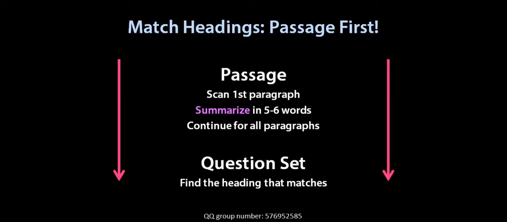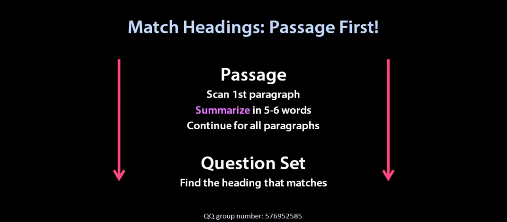It might be 7, it might be 8, it might be 6. It depends on how many examples they give you. But for all of the paragraphs you need an answer for, you're going to write a summary. This might take some time. We're talking, it might take like 10 minutes. But that's okay. Because once you have a summary for each one, when we look back to the question set, we should be able to answer very quickly. So we go passage first, summarize all the paragraphs, then move to the question set and find the heading that matches each one.